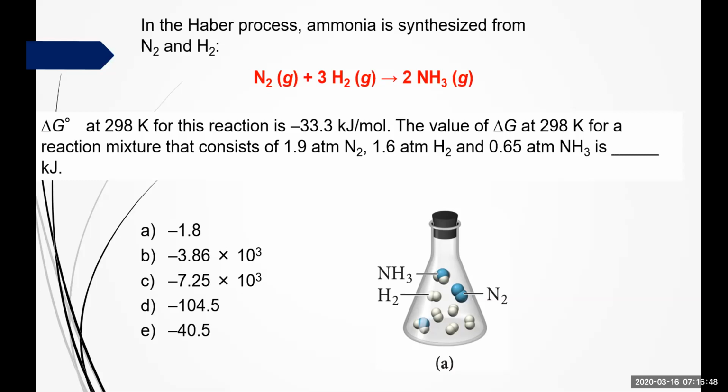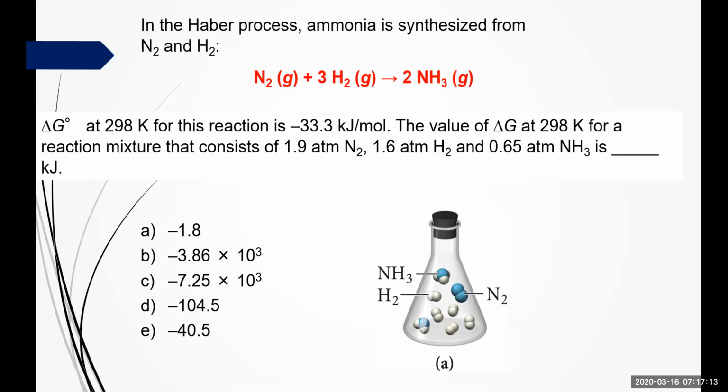Right? The Haber process, ammonia synthesized from N2 and H2. We get N2 plus 3 H2 (g) goes to 2 NH3. Right? So at 298, the delta G naught for this is negative 33.3. The value of delta G for a reaction that consists of 1.9, 1.6, and 0.65 is what?